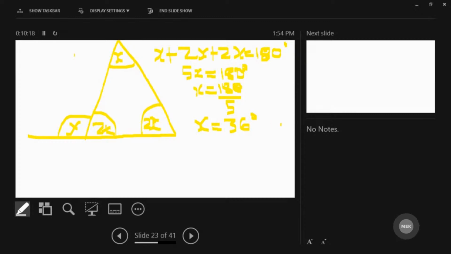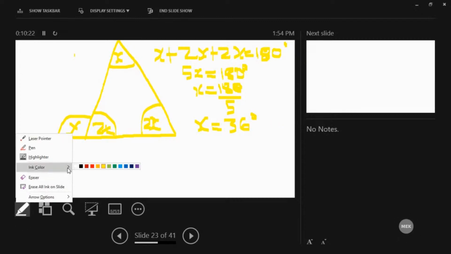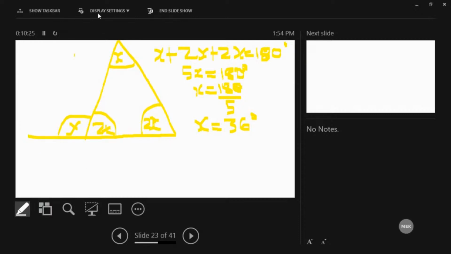So wherever you see x, that's 36 degrees. So that means this angle here is 36 degrees because it's just x. This one here though is 2x, so this one here is 36 times 2, which is what? 72 degrees. And this one is also 72 degrees. All right, so we have those angles down pat.